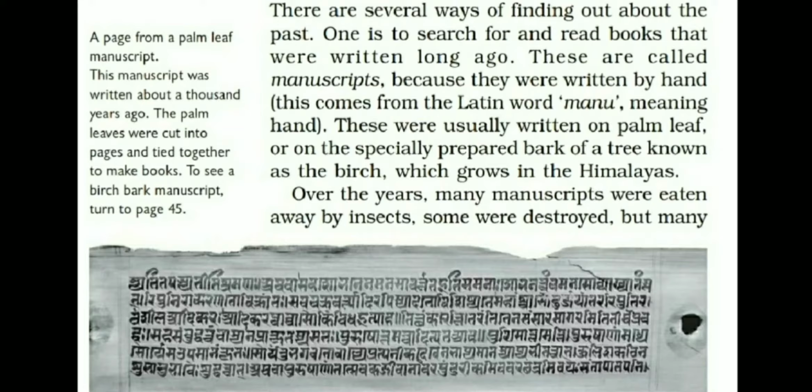Number one is to search for the things which were present in the past. But how do we search for such things that were in the past? That we will come to know in the later part of this chapter. But let's start with books. Number two, to read books that were written long ago.